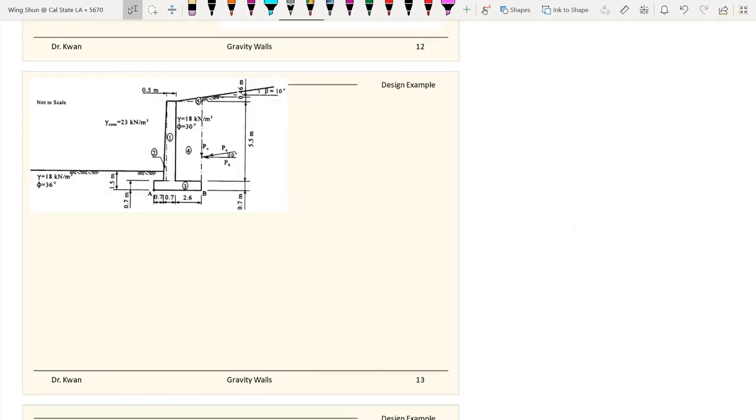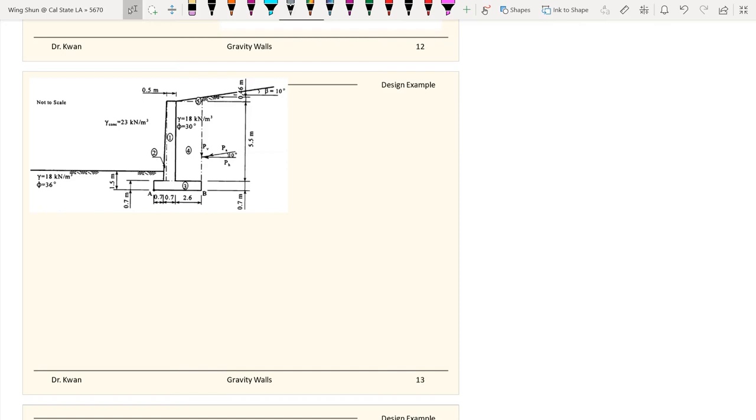Okay, so let's do a design example here. A simple cantilever gravity wall founded on soil that has a unit weight of 18 kN per meter cubed and a friction angle of 36 degrees. So you only have a friction angle, so it's founded on sand materials. And the backfill material has the same unit weight, but with a friction angle of 30 degrees.